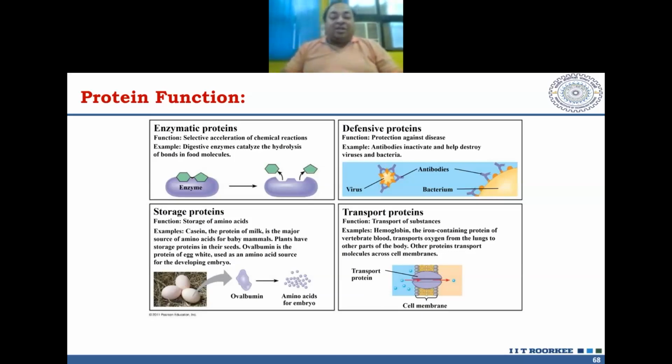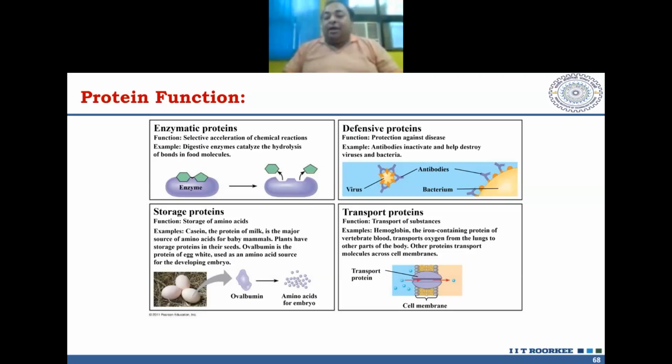Storage protein, the function is storage of amino acids. For example, casein is the amino acid which is found in milk, is a major source of amino acids for baby mammals. Plants have storage protein in their seeds. Ovalbumin is the protein of egg white used as an amino acid source for the developing embryo.